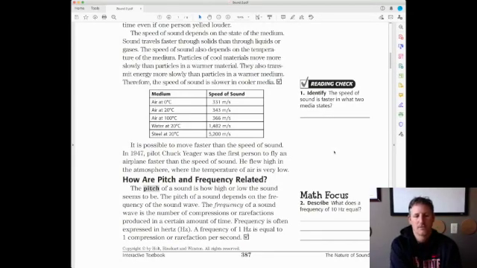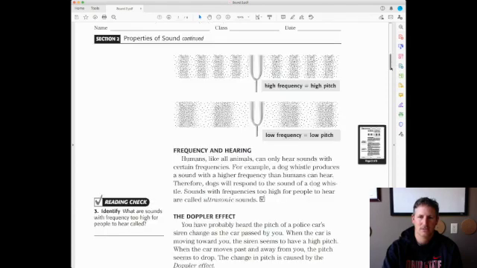A frequency of 1 hertz is equal to 1 compression or rarefaction per second. So different hertz have different sounds. The more hertz it has, the higher the pitch. Whenever you see somebody come in to tune your piano, they have these little tuning forks, these little tuning pieces that they can hit and listen to and set their piano to that tone, because that frequency doesn't really change.